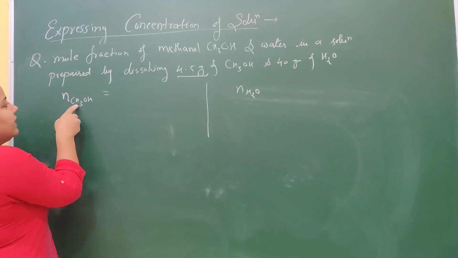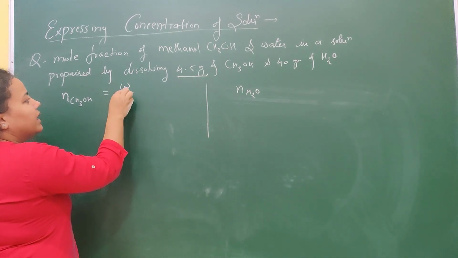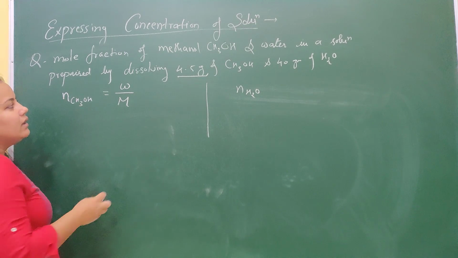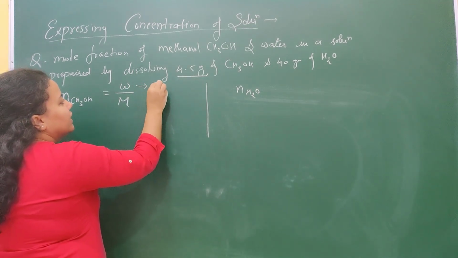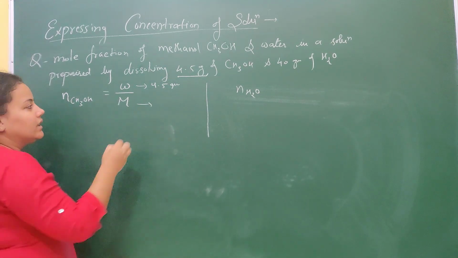Now for calculating this, which formula will apply? W by M, that is mass in gram upon molecular mass. Now what is given over here? It is 4.5 grams. It is given in the question. How are we going to calculate capital M?